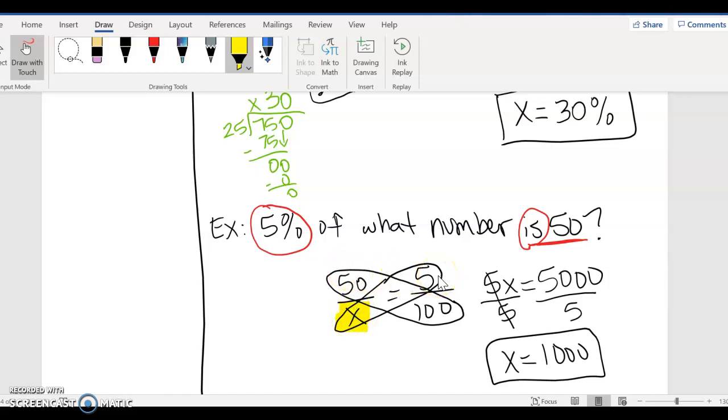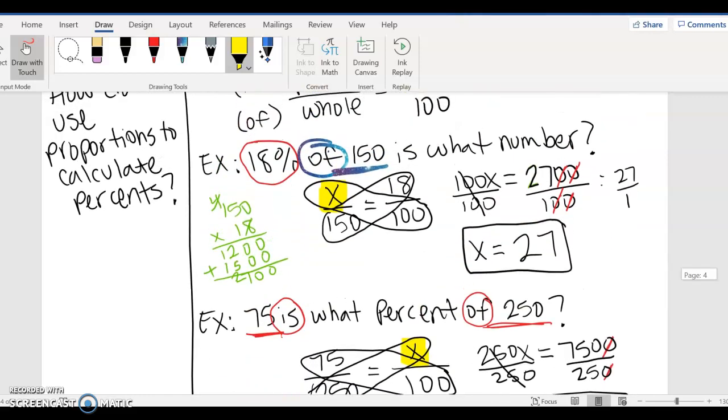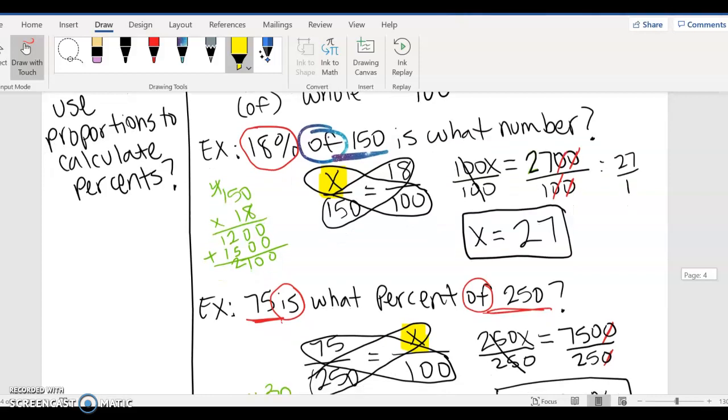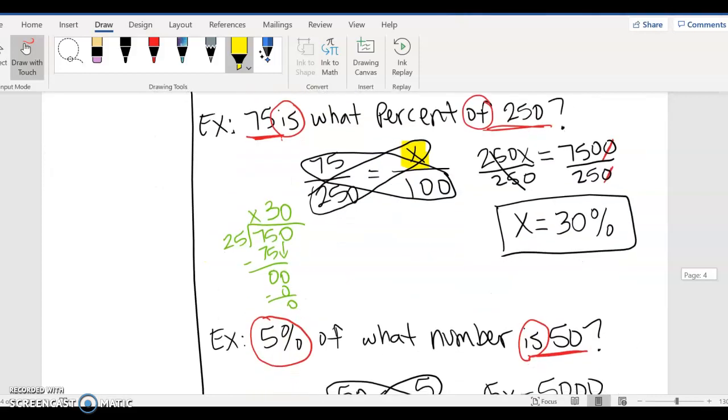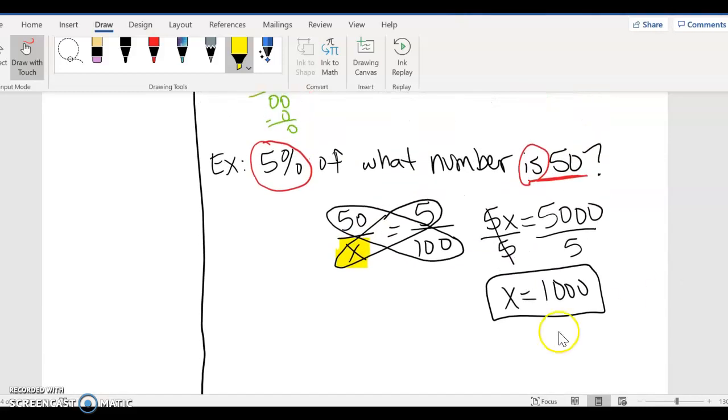So it's very important that you make sure you're putting things where they go. Percent goes over 100, and then you look for those keywords is and of to fill in the other 2 spaces. Even though x was in a different spot every time, we still solved it the same way. Cross multiply and then divide. So there is your notes on objective 2.